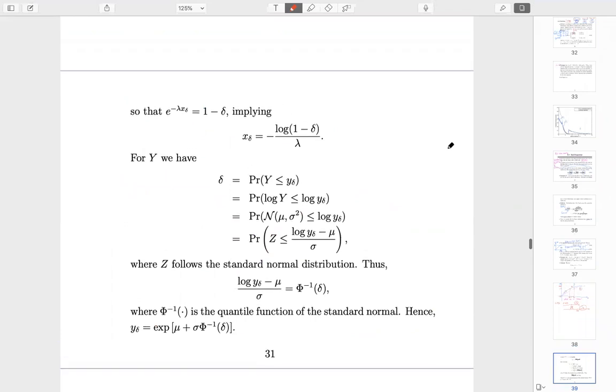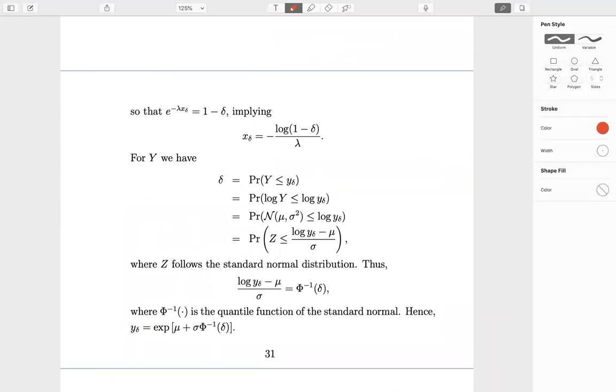Again, I don't think this part is very important, at least not here. Basically, you just solve the equation. So what you do is you try to solve this equation, right? To solve for x, this solution is the delta level quantile. So this is how you get the quantile.